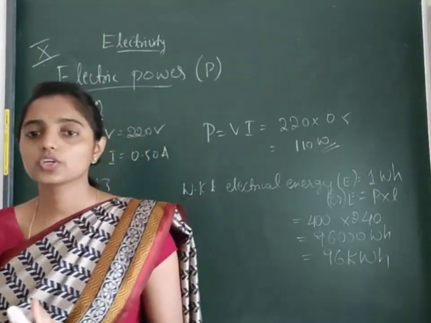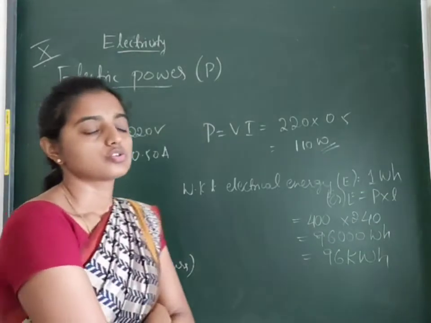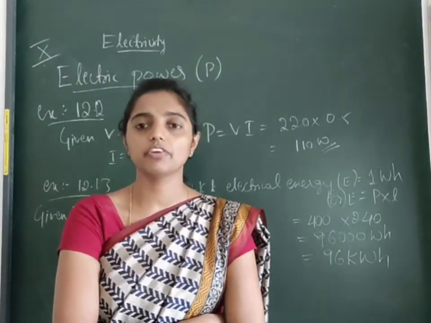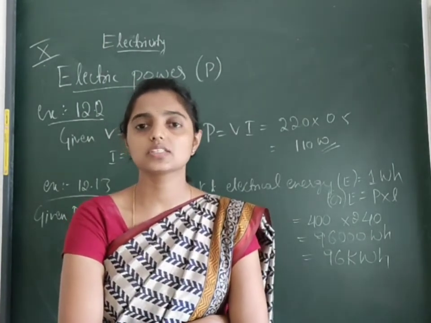12.12. So read the question. An electric bulb is connected to a 220 volt generator. The current is 0.5 ampere. What is the power of the bulb? So pause and read once again. In this question they have clearly given the V value and I value, and they are asking us to find out P. And it is the simplest 1 mark question.